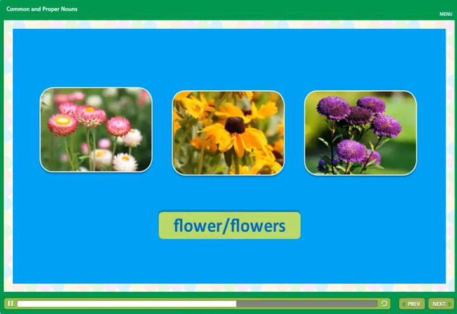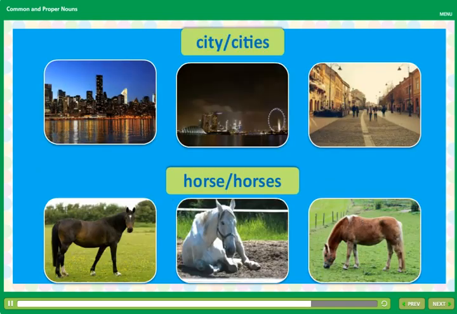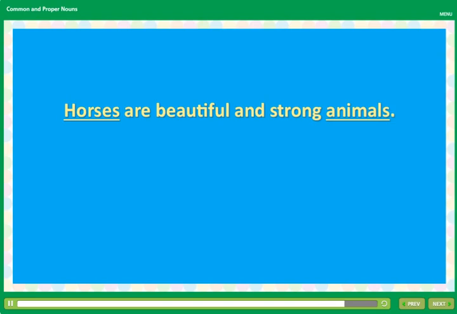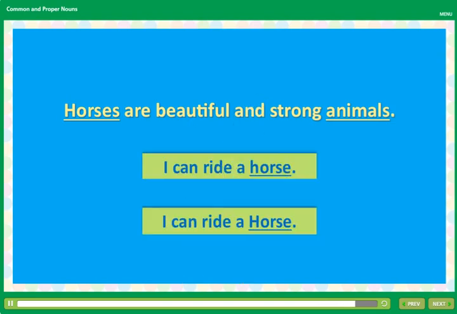Similarly, these are pictures of flowers. Flowers is a general noun because there are different kinds of flowers all over the world. When we say, I like flowers, we are talking about flowers in general. City and horse are common nouns. Remember, common nouns are not capitalized unless they are the first words in a sentence.